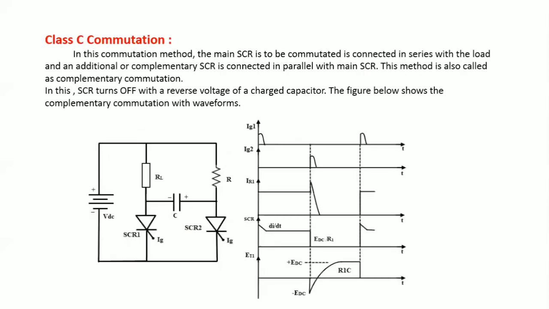The next method is called Class C commutation, or it is also called the complementary commutation method. In this commutation method, the main SCR is commutated with the help of another SCR. In this, the SCR turns off with the reverse voltage of the charged capacitor. The figure shows the waveform related to Class C commutation method.